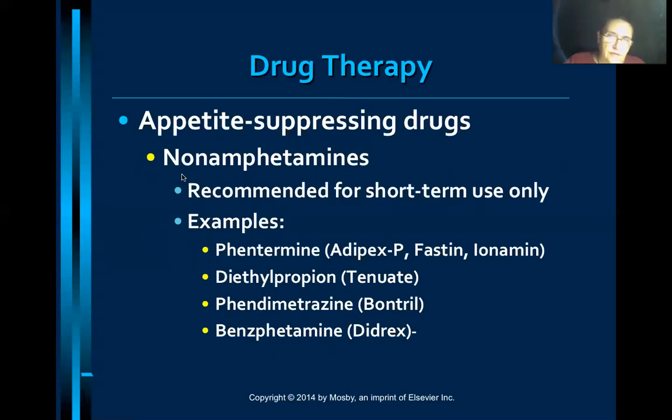So some examples are, and I'm not going to pronounce them all. Phentermine is one that is a prescription drug. Tenuate is another one that's prescription. Well, actually, these are all prescription. You can read the list.